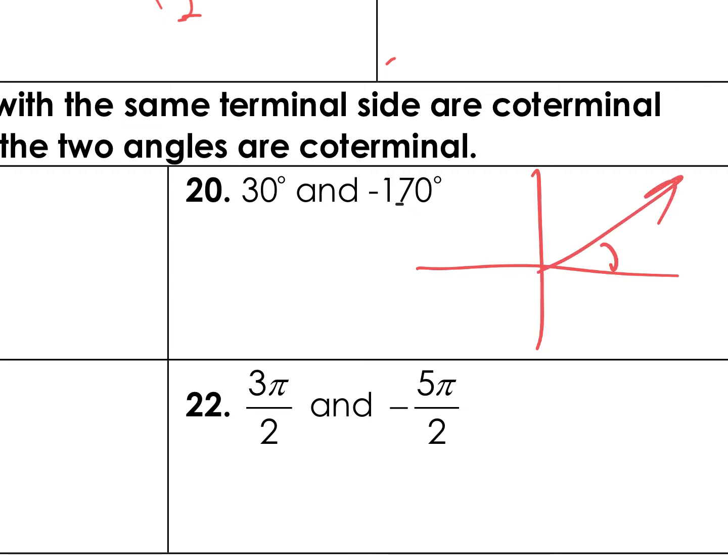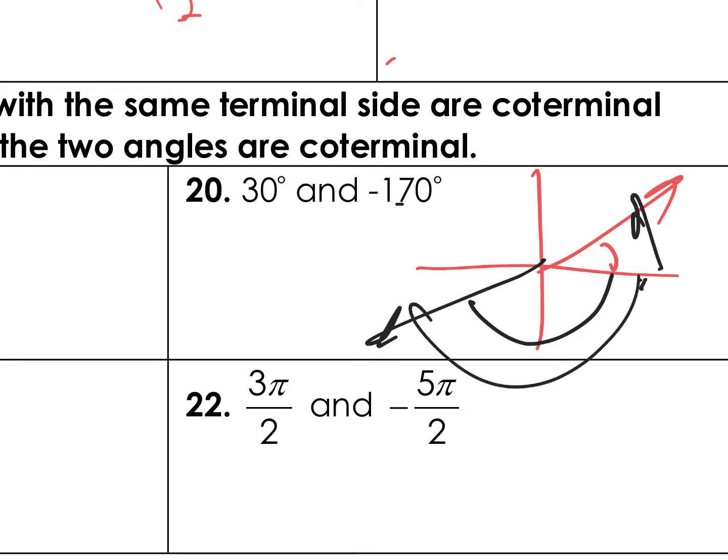170 negative means almost over here, right? Yep. Can this way be coterminal with this? They don't end in the same place. So that answer is no. Okay, let's try one.